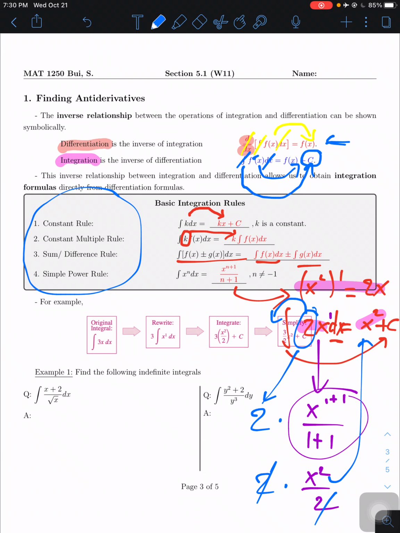So for the derivative, you subtract 1 from the power, but for the integral, you add 1 to the power to obtain a new power. Make sure you don't get them mixed up, because I've been there.